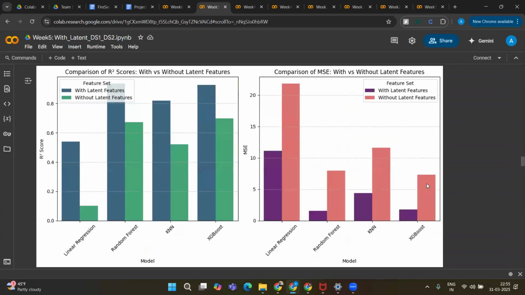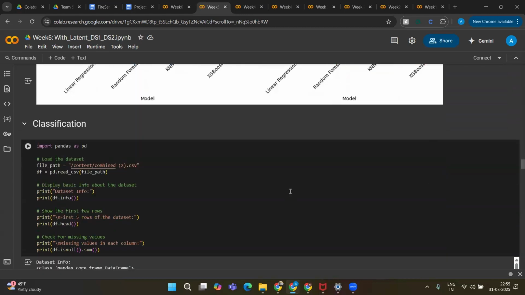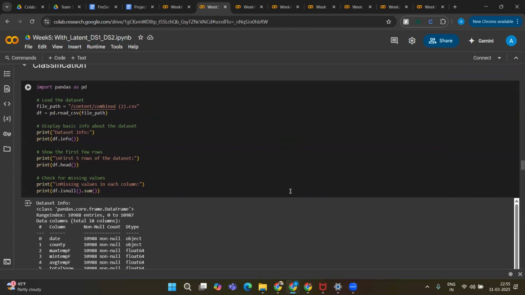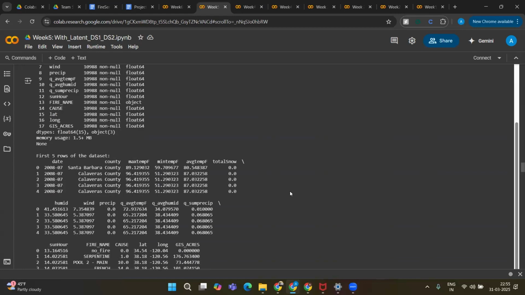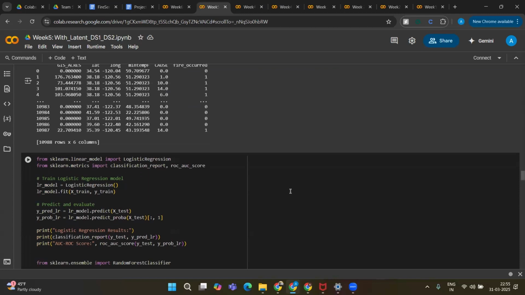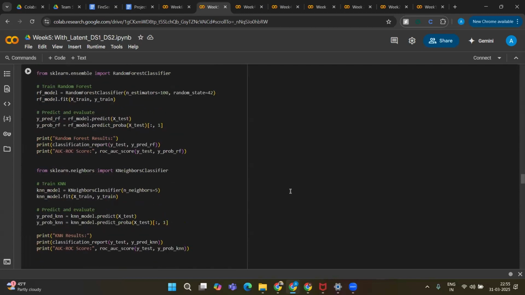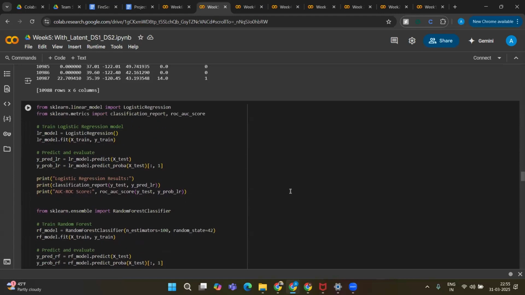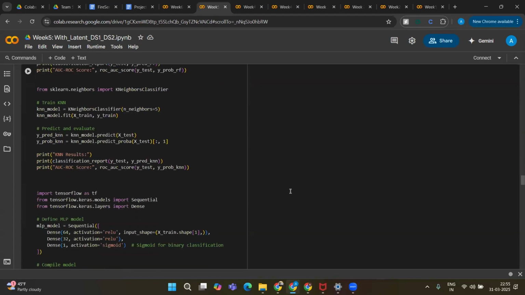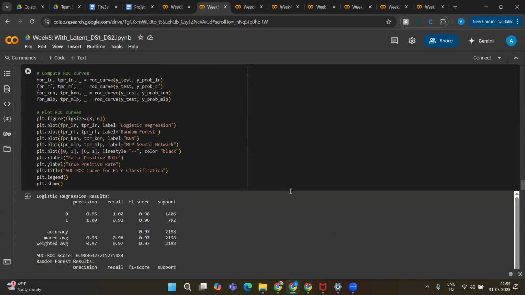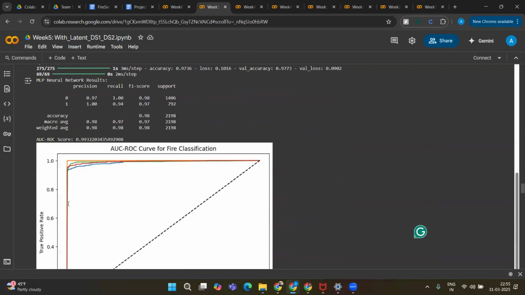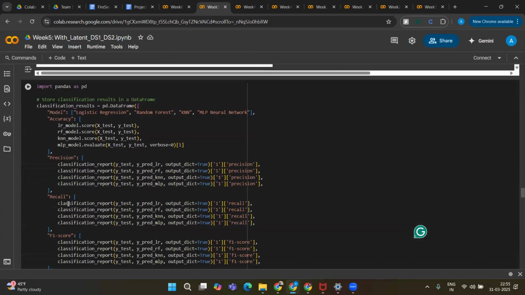And then we did classification with latent features and without latent features. We did AUC, ROC curves and t-SNE visualizations over here. And random forest, we applied random forest regressor. We did KNN classifier, random forest classifier, sequential and dense layer for MLP. And all we did ROC curves and found out the confusion matrix, precision, recall, F1 score.